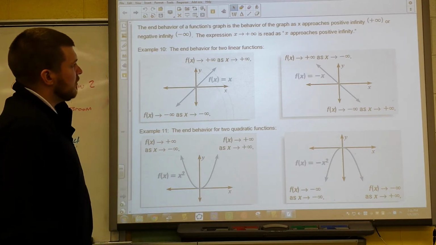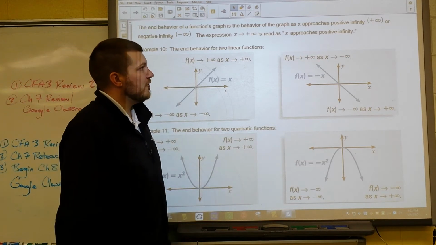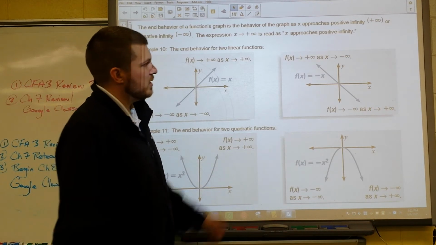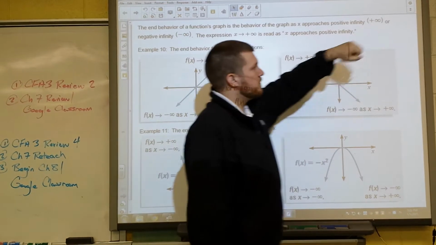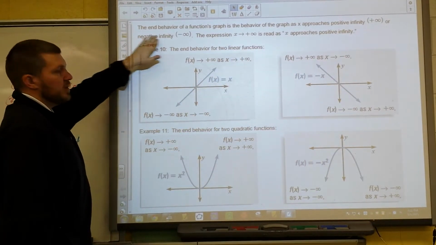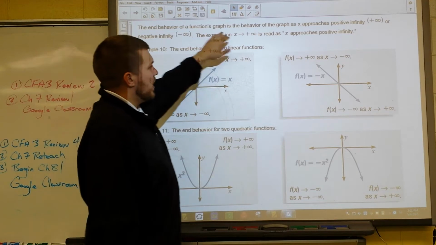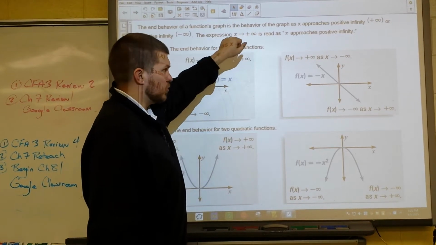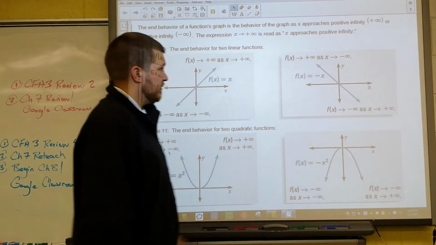So the end behavior of a function's graph is the behavior of the graph as x approaches positive infinity. In other words, we're going to the right. Or negative infinity, we're going to the left. The expression x arrow positive infinity is read as x approaches positive infinity.